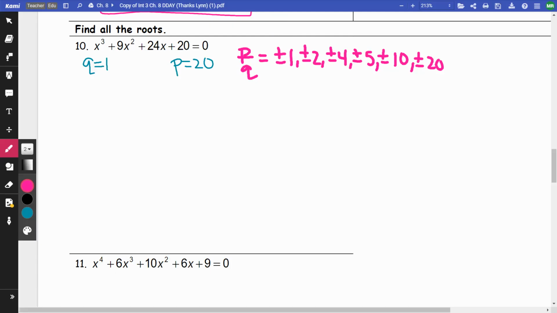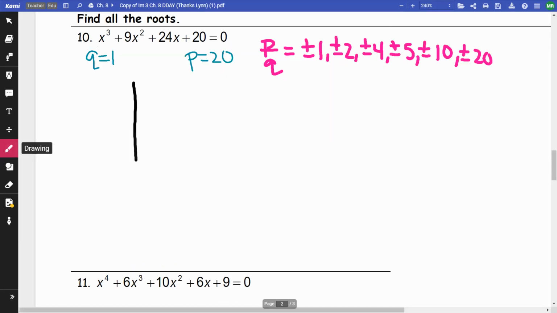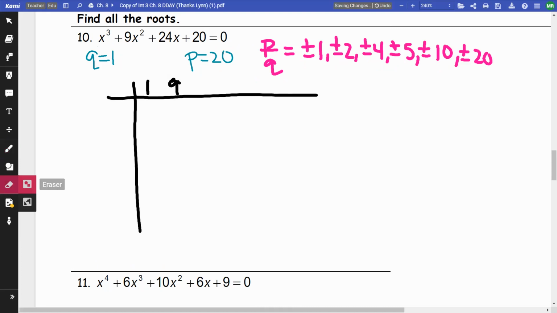So let's see. I am going to do a table again for this. And I've got 1, 9, 24, and a 20. Now, I noticed that all of these are positives here. So if I use any of my positives, positive 1, 2, 4, 5, 10, and 20, when I bring down my 1 and multiply it with a positive and add it, I'm going to keep getting positives. Nothing's going to cancel out. I'm not going to get a 0. So if you have all positives to start with, none of my positives are going to work. So all of those are eliminated.